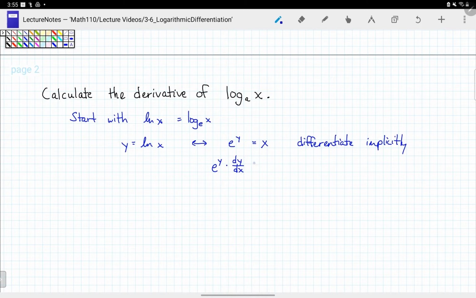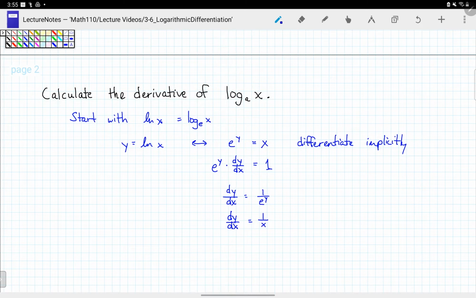That's the derivative of the left-hand side. The derivative of the right-hand side is 1. And so then we have dy/dx equals 1 over e to the y, and 1 over e to the y is the same as 1 over x, because e to the y was x. So that gives us the derivative of the natural log.